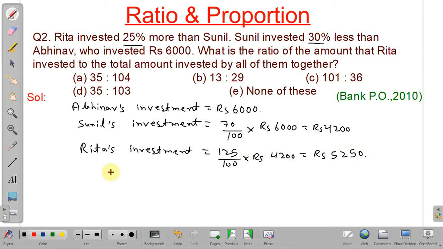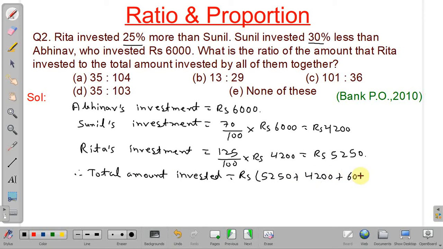Now we can find the total investment by all the three. Therefore, the total amount invested will be equal to rupees 5,250 by Rita, 4,200 by Sunil, and 6,000 invested by Abhinav. So the total will be rupees 15,450. Okay. Now we have to find the ratio of the amount invested by Rita and the total investment.